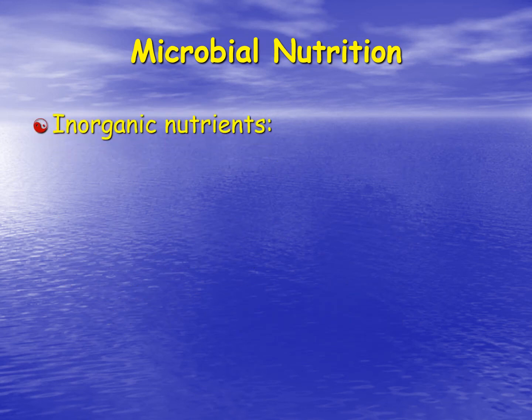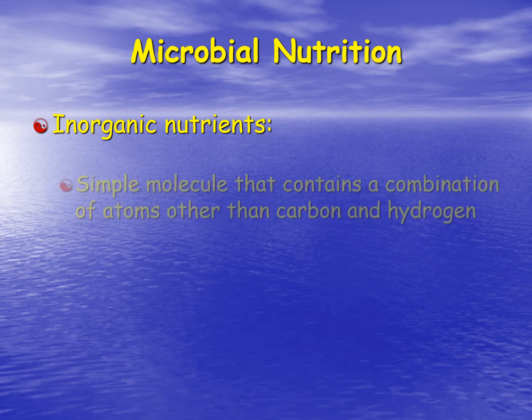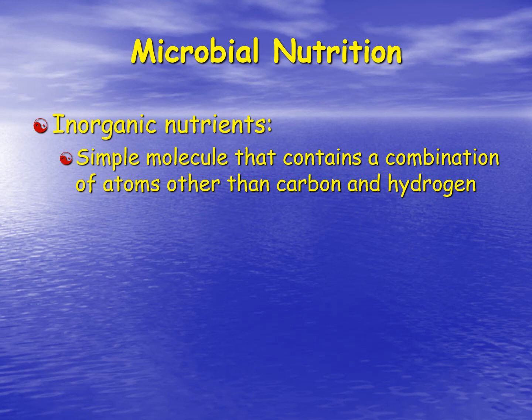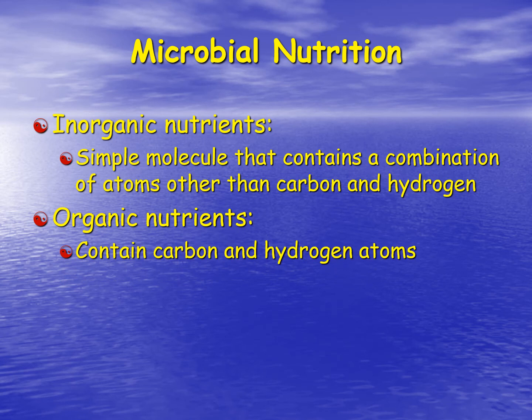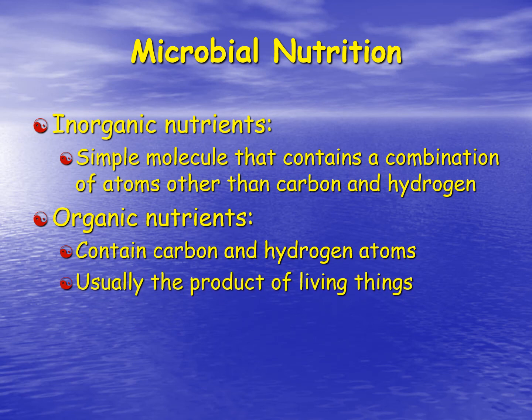Now, we can divide nutrients into the inorganic nutrients and the organic nutrients. Inorganic nutrients are usually simple molecules that contain a combination of atoms other than carbon and hydrogen. So for example, H2O. It does contain hydrogen but not carbon, therefore it is classified as an inorganic nutrient, and all cells need plenty of water. Organic nutrients contain both carbon atoms and hydrogen atoms. Usually these are the product of living things, and we'll talk about the organic material here in just a moment.